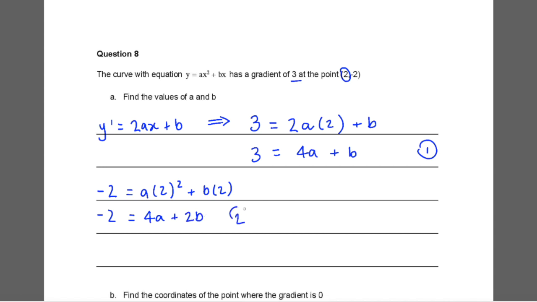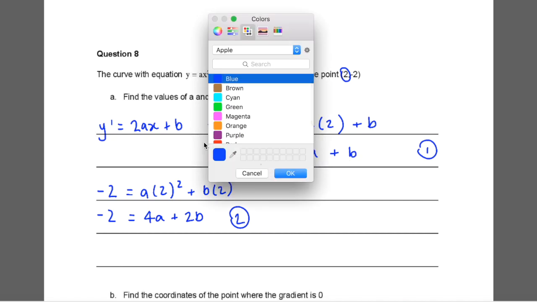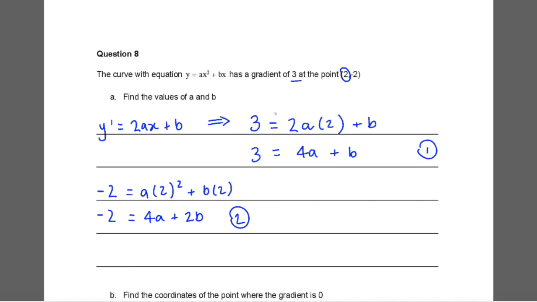And that's our second equation. I prefer substitution usually, so I'm going to use substitution. So I'm going to rearrange 1 so that it looks like this. So it's going to be b equals 3 minus 4a. Good. And then I'm going to substitute that into 2.